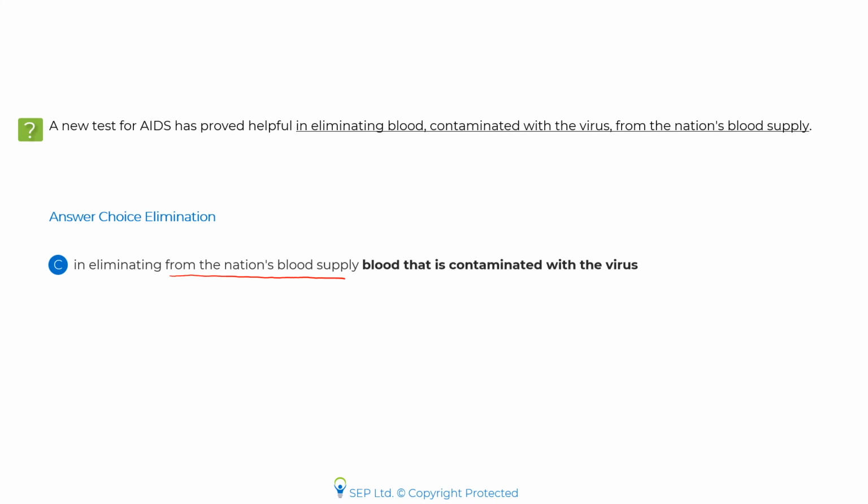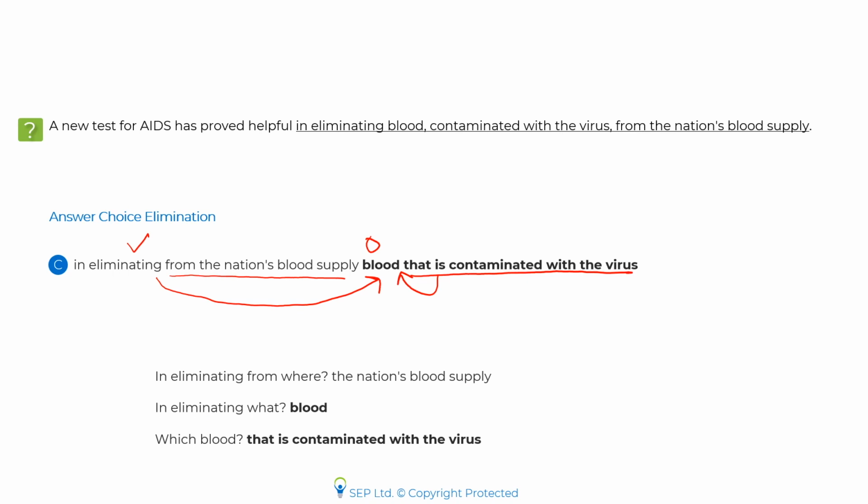We are saying that the new test has proved helpful in eliminating what? Blood. And this blood that is contaminated with the virus. From where are we eliminating that? From the nation's blood supply. So from the nation's blood supply, which is telling us from where the elimination has taken place, is being brought ahead. Does that violate any rule? Not really. Just that we wouldn't normally write like this. But the information provided in the sentence is very clear.